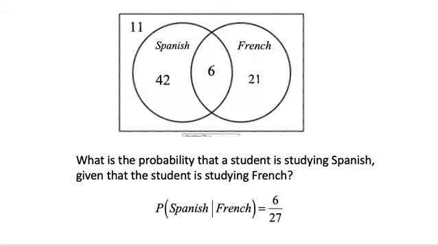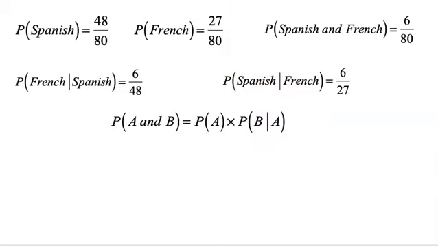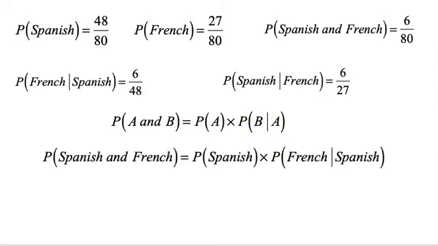So what have we done? We've established some facts here. Probability of Spanish, probability of French, probability of Spanish and French. Probability of French given Spanish, probability of Spanish given French. I want to verify the AND rule. So the AND rule for dependent samples, probability of A and B, is the probability of A times the probability of B given A. But the fact of the matter is this is the generalized AND rule. This will work whether they're independent or dependent. It's just if A and B are independent, B given A is the same as B. So let's replace A and B with Spanish and French and see if these hold.